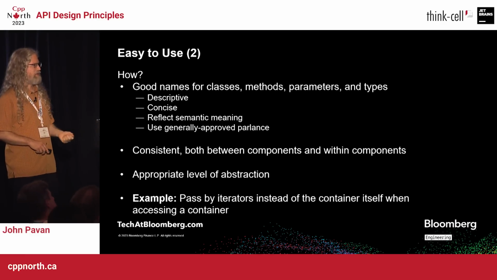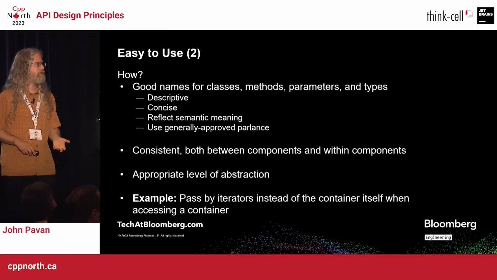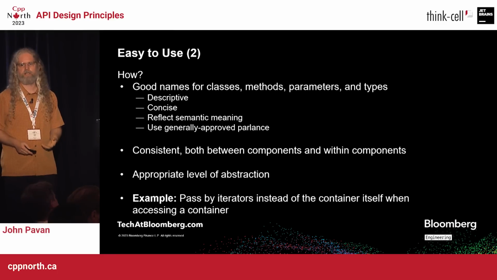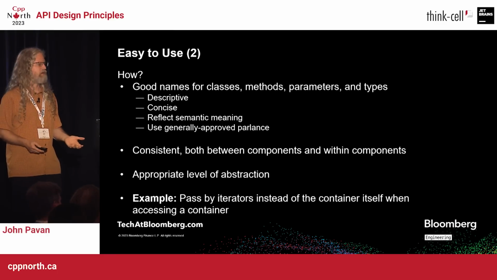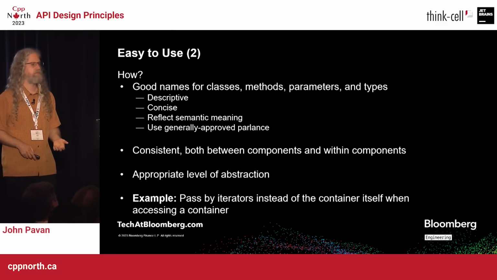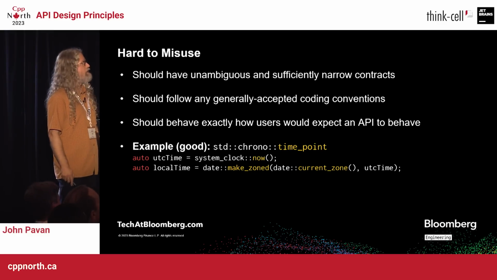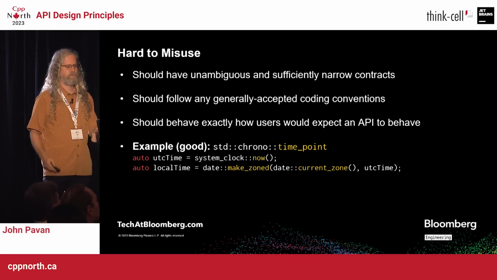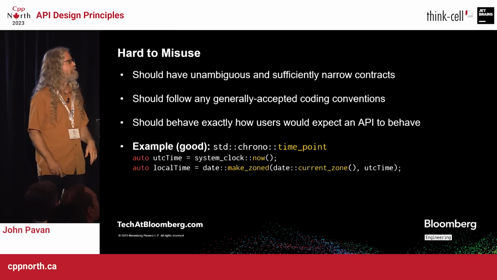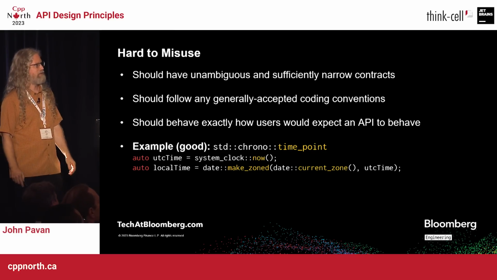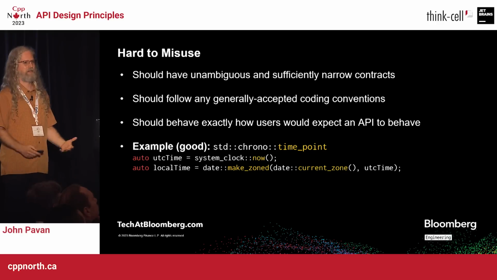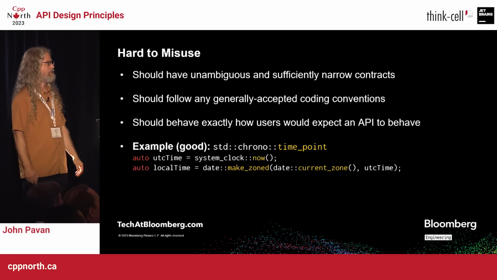Another example is that you might want to pass by iterators or ranges as opposed to the container itself when you need to access the contents of a container. This is something that, for example, the standard algorithm library does. You also want to try and make your code as hard to misuse as possible. Check Andre's talk. You want to have unambiguous and sufficiently narrow contracts. Write the documentation for your APIs a little bit like a lawyer.